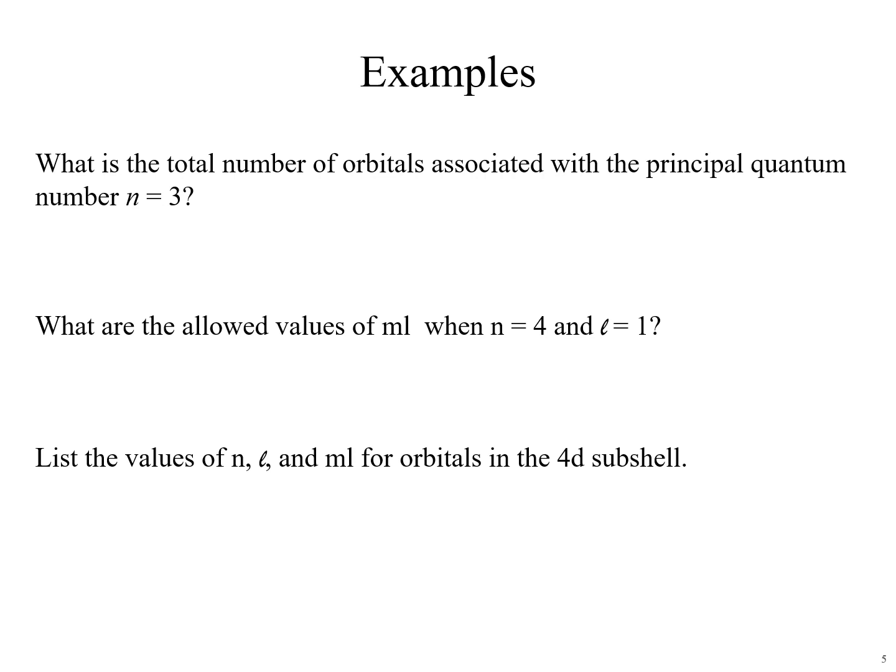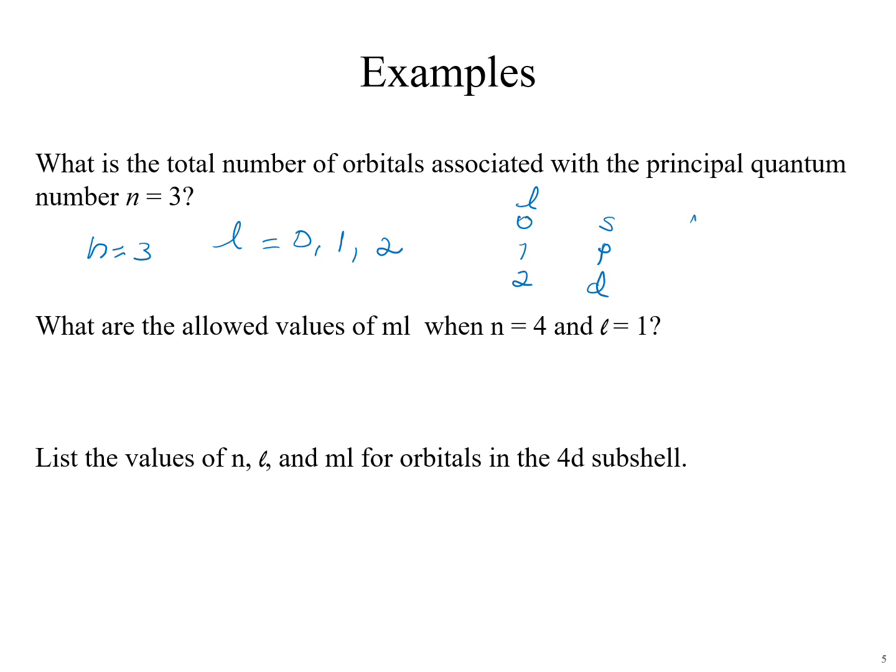So if n is 3, the possible values of L are 0, 1, and 2. The value of L starts at 0 and it goes all the way to n minus 1. So I have my 3 possible values. The value of L is actually telling you the type of orbital. When L is 0, your orbital is s. When L is 1, your orbital is p. When L is 2, the orbital is d.